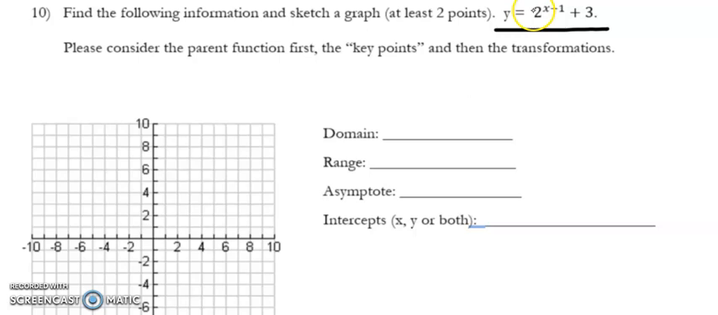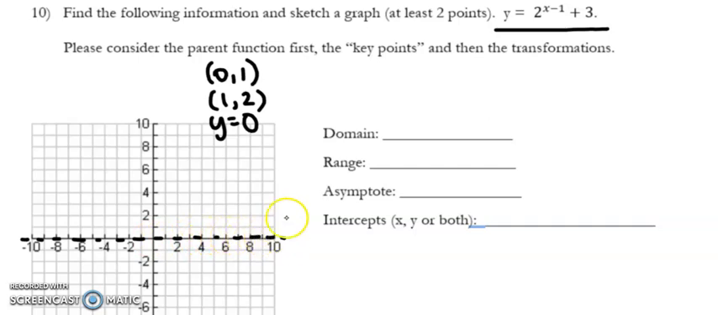So to start, we have an exponential with a base 2. Well, all exponentials are going to go through the point 0, 1, 1 comma base, which our base is 2, and have a horizontal asymptote at y equals 0. So I'm going to start with the parent function. Y equals 0, the point 1, 2, the point 0, 1. Here is my parent.